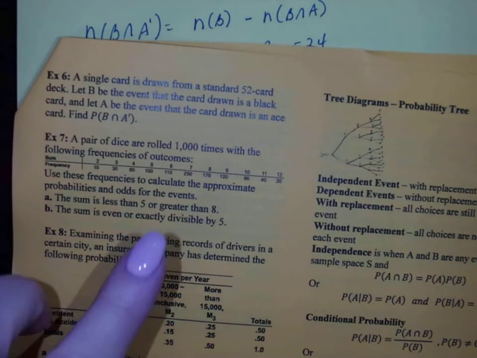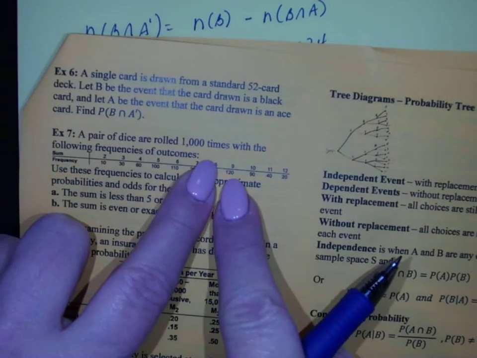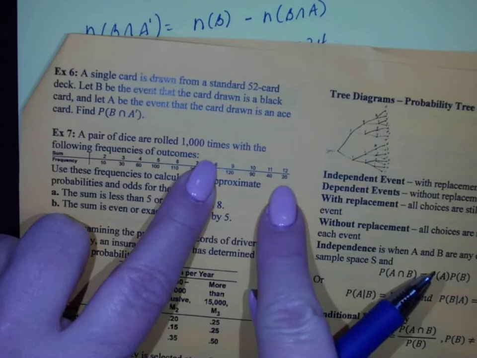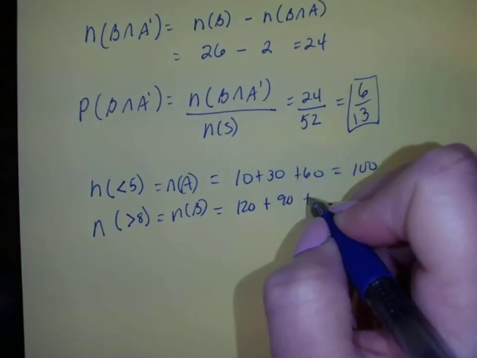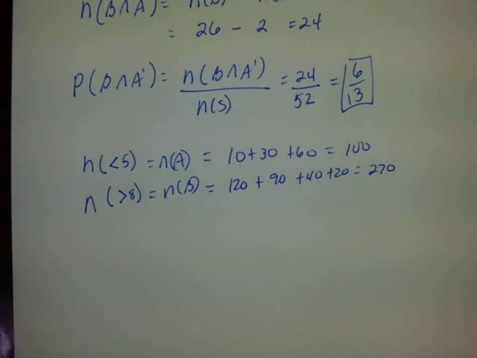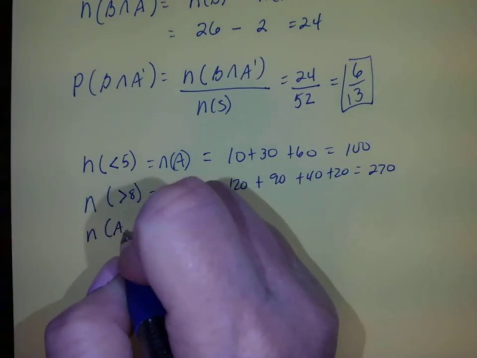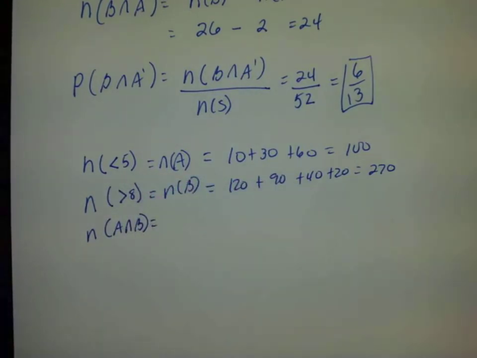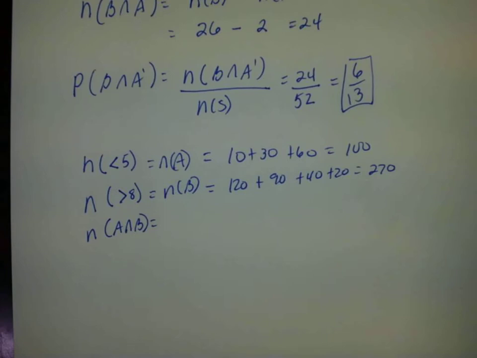So greater than 8, so not equal to 8, we've got 9, 10, 11, and 12. Our frequencies are 120, 90, 40, and 20. So 120 plus 90 plus 40 plus 20 equals 270. And then the number of A intersected with B, so where do these intersect? They don't intersect at all because one is down here and one is up here. So there is no intersection between them, so that will be equal to 0.